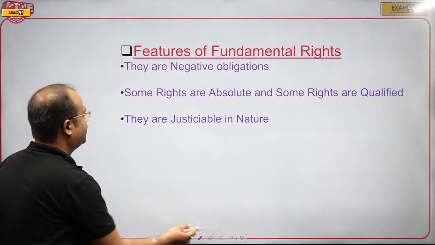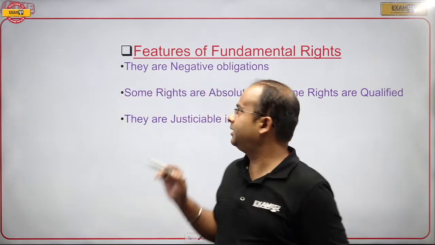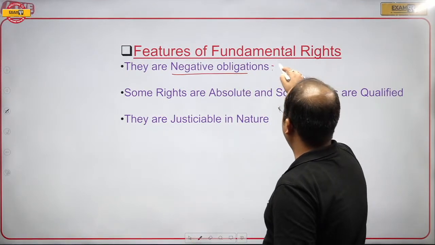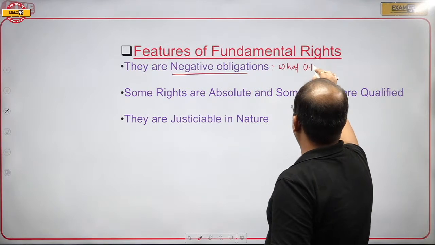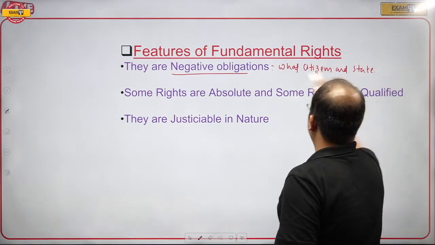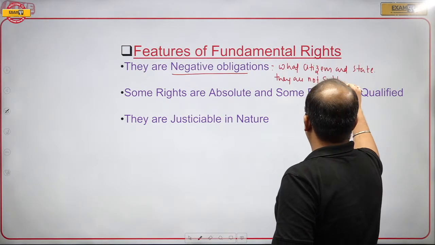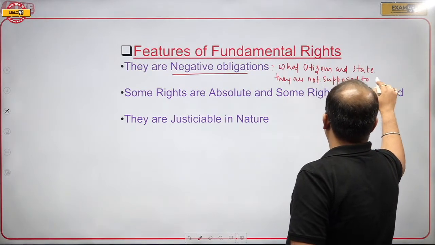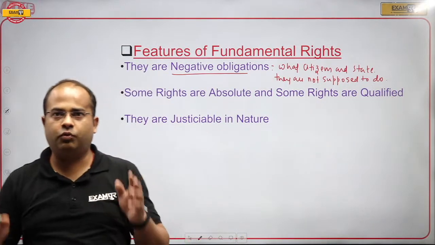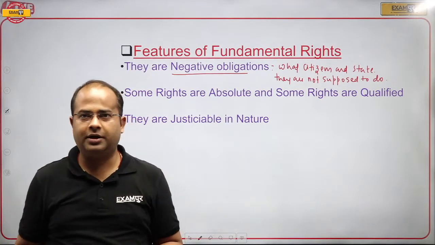First feature is that fundamental rights are negative obligations. What do you mean by negative obligation? It means what citizens and the state are not supposed to do. So, fundamental rights are called negative obligations because what citizens and states are not supposed to do is being mentioned in the fundamental rights.